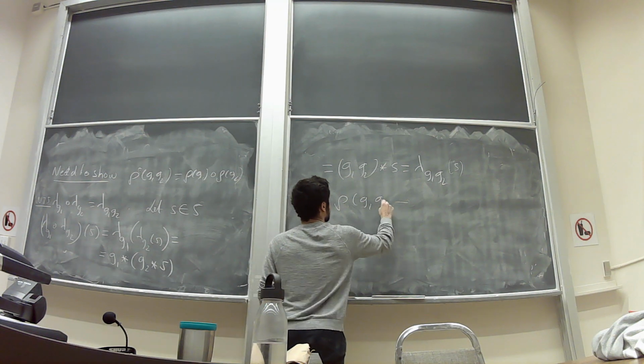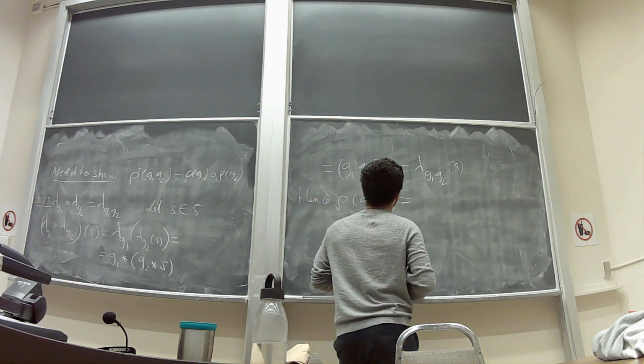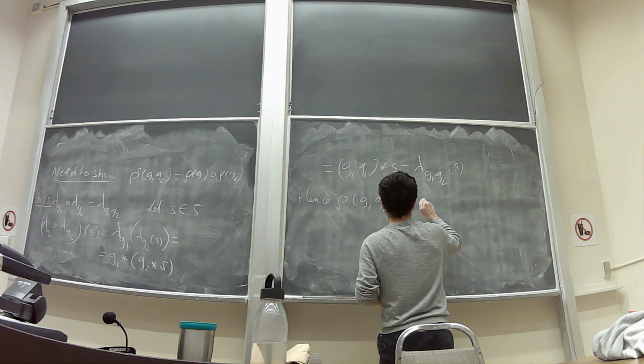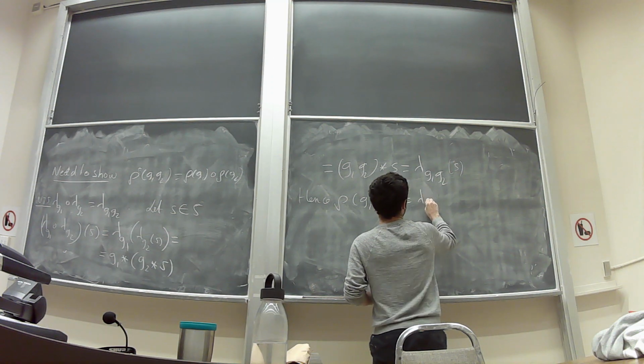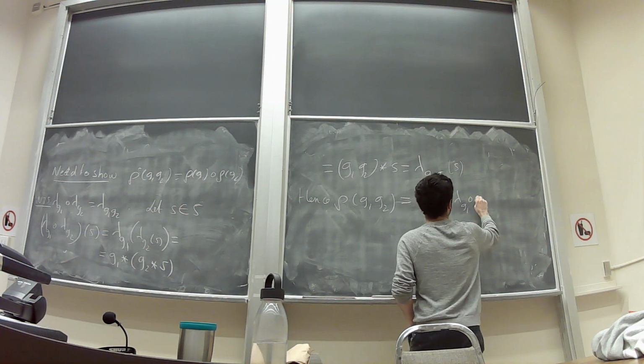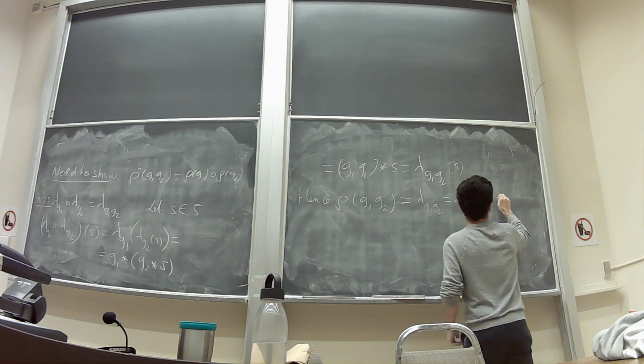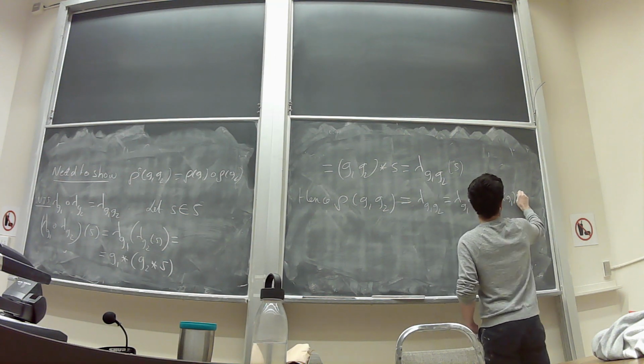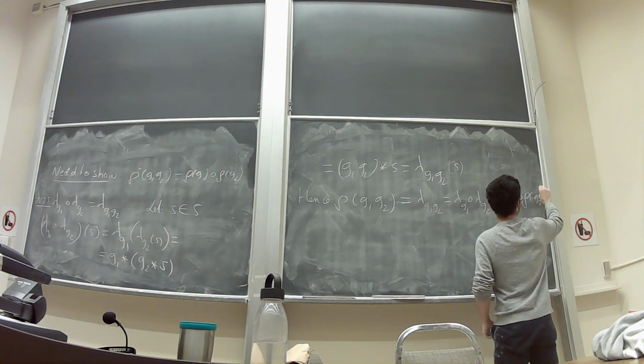Hence, rho of g1 g2 is equal to lambda g1 g2, which is equal to lambda g1 composed with lambda g2, which is just rho of g1 composed with rho of g2.